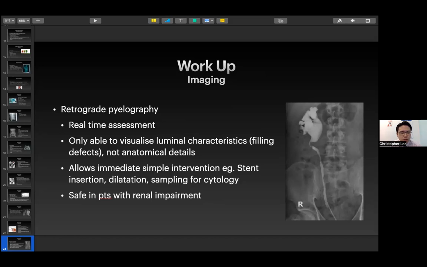But similar to the IVU, it's only able to visualize the luminal characteristics and the filling defects. It does not give you any other anatomical details. However, if you are doing a RPG, it also allows you to do simple intervention, for example, ureteric stent insertion, ureteric dilatation, or even take some urine samples for cytology. And this is safe in patients with renal impairment because the contrast is not injected intravenously.